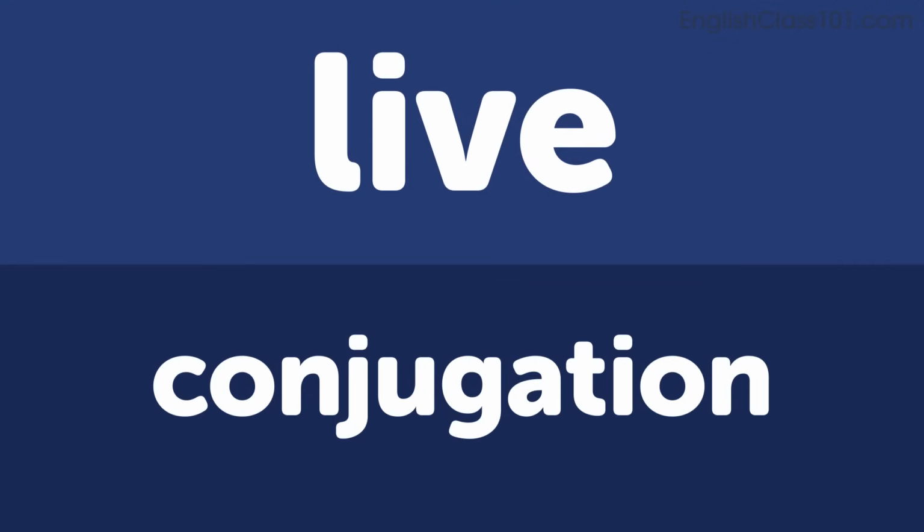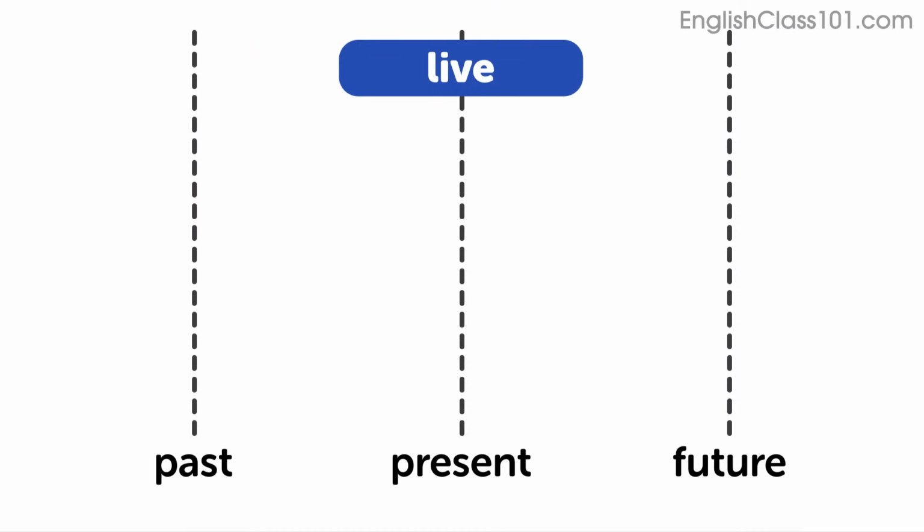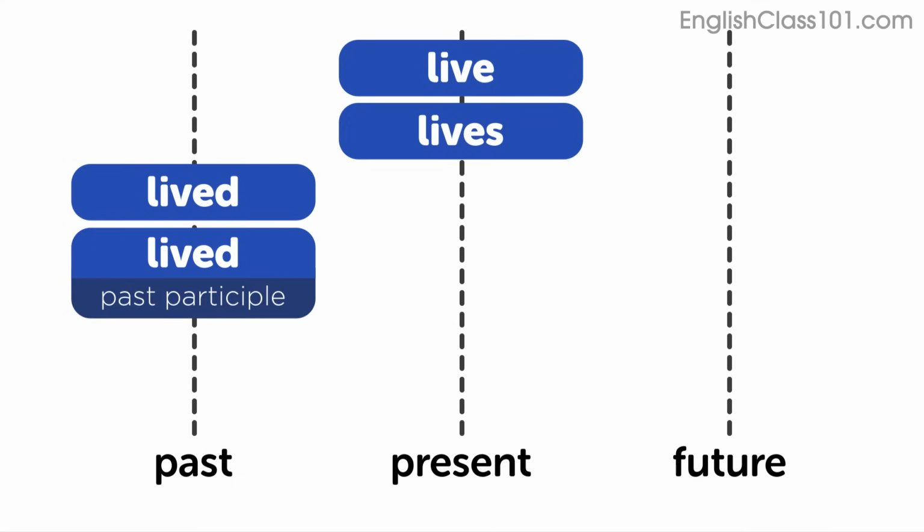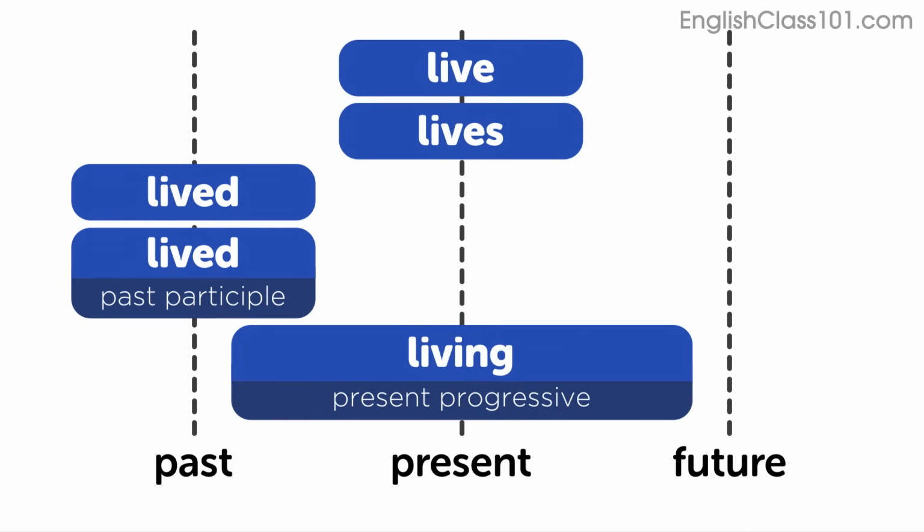The basic definition of the verb live is to be alive. To be alive. So like, I want to live. Or it lives. It lives. That was a horror movie. Conjugations of this verb. Present. Live. Lives. Past. Lived. Past participle, lived. Progressive, living.